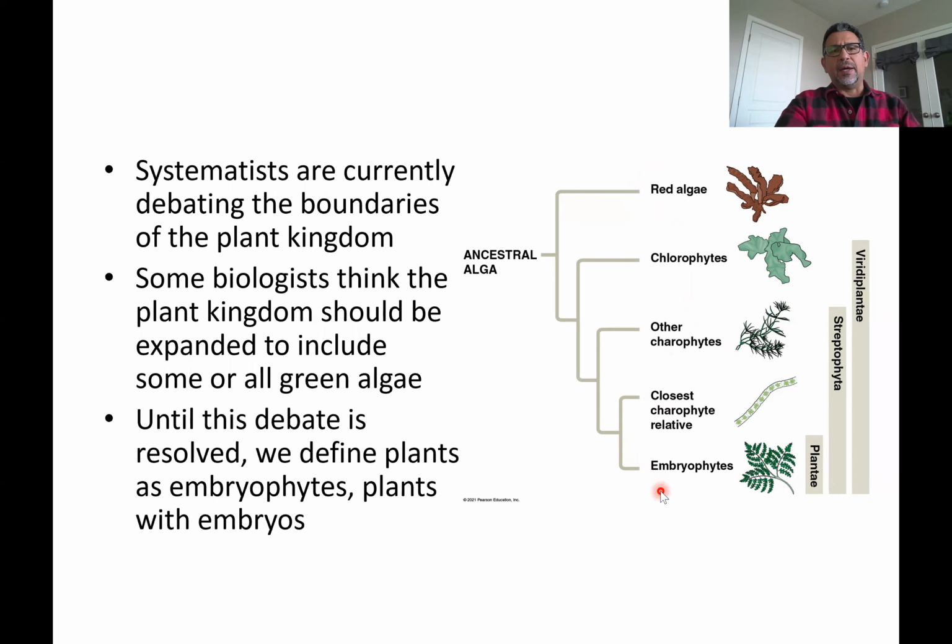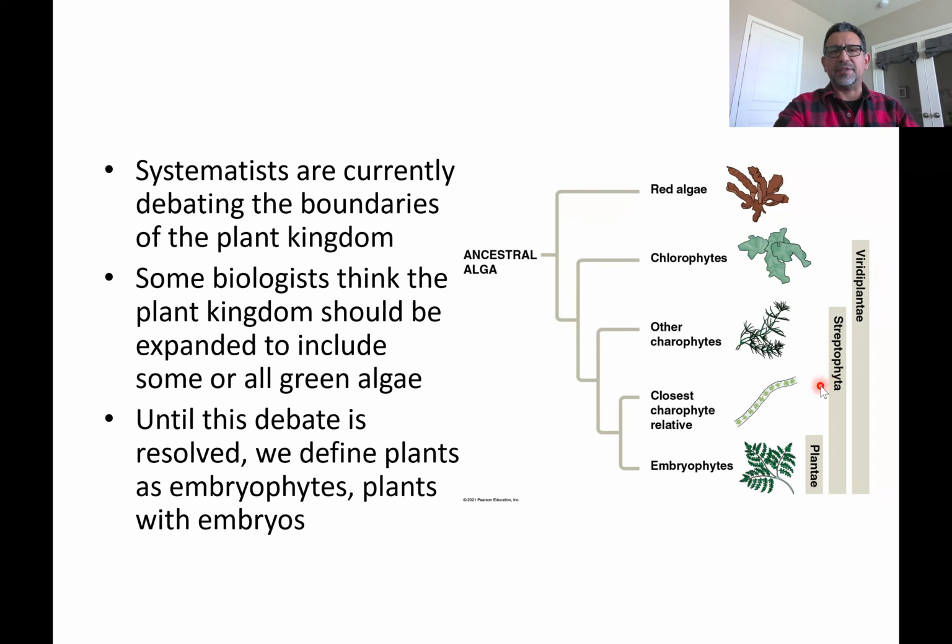Some scientists have suggested that all the algae and the plants should be combined into one kingdom, especially if the algae that is included are the chlorophytes. Then we would have a kingdom. It wouldn't be known as the kingdom Plantae, but it would be known as the Viridiplantae. There are others that say, no, leave the red algae out, leave the chlorophytes or green algae out, and just include the charophytes and the plants together because of the similarities I just mentioned.